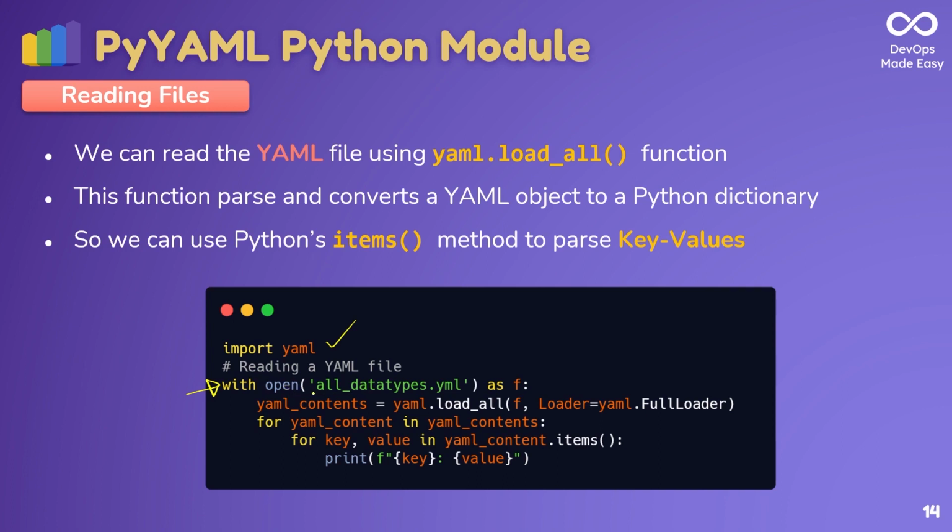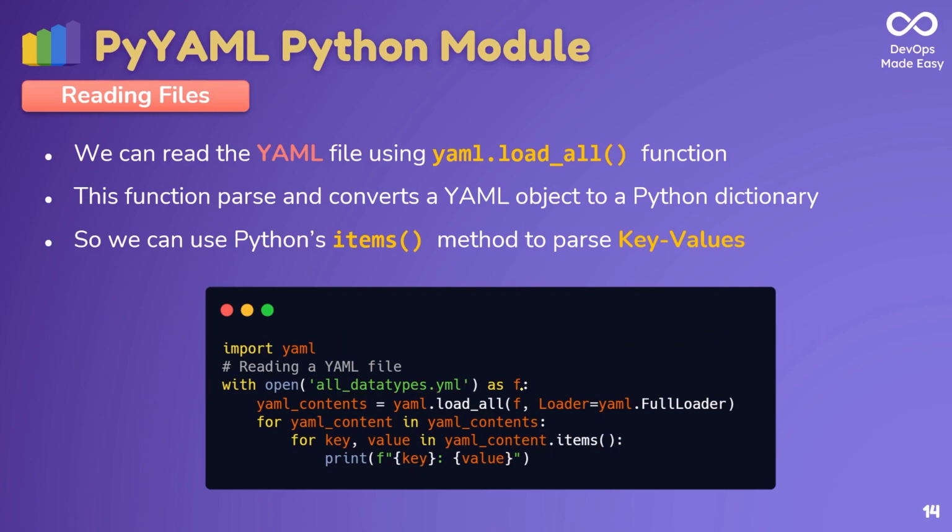So with open, this is the name of the YAML file you wanted to open. Then I'll use the load all function to load this complete YAML file. After loading, it becomes a Python dictionary. Then I can use the items function on the dictionary to separate key values from that dictionary. So what I'm doing here is printing keys and values of the YAML file.